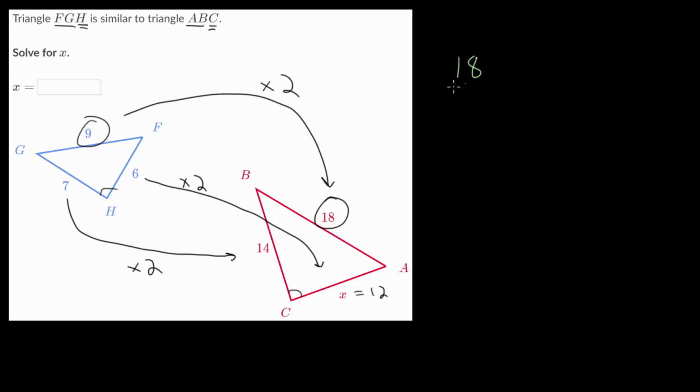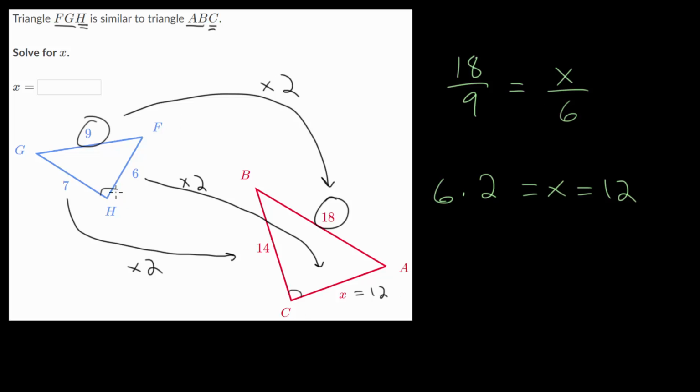Looking at the bigger sides, we have 18 over 9, and we know that this is equal to the ratio of the smallest side here, which we know as x, divided by the smallest side here, which is 6. This is 2, and multiply each side by 6. We get 6 times 2 is x, which of course is 12.